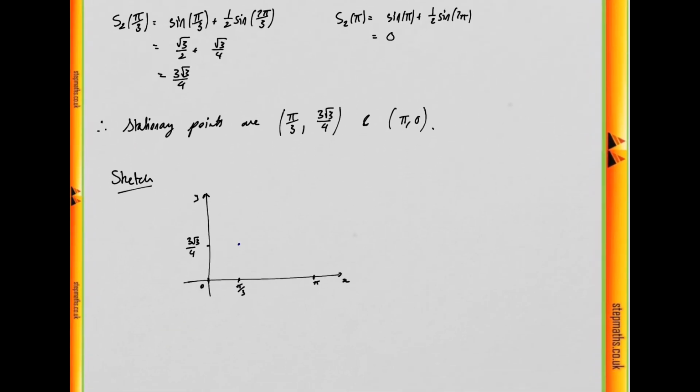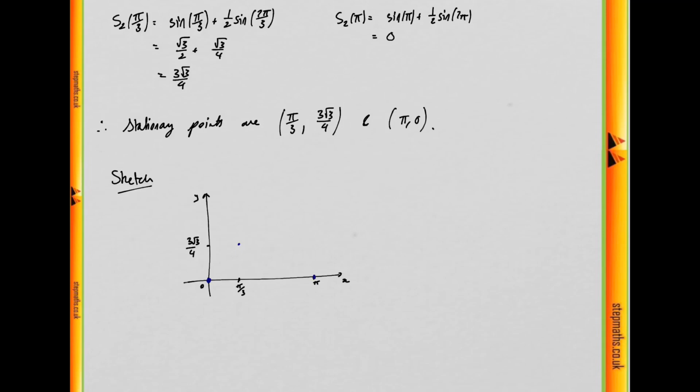Well, here's our axes, and I've just labelled on the points which we know are stationary points. So we have the point at pi on 3, 3 root 3 on 4 up here, and we have the point at pi, 0 here. So now we want to consider what our function will look like. First of all, does it have any roots? Well, you know that S2 of 0 is certainly 0, and S2 of pi is certainly 0.